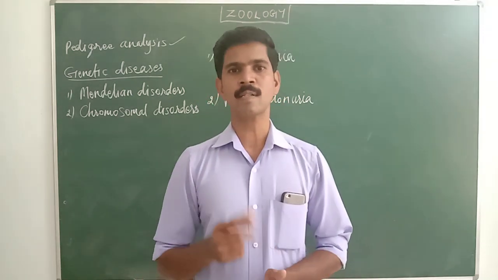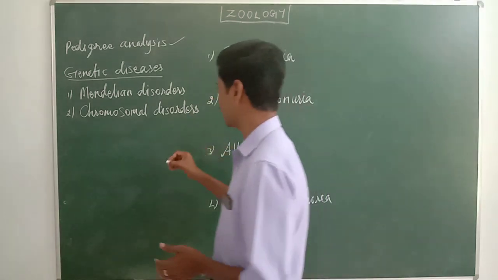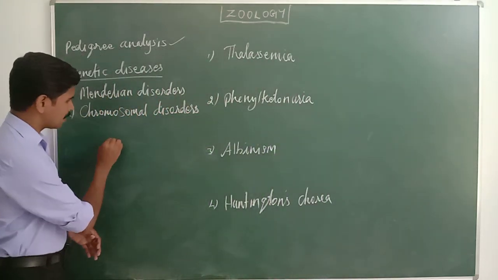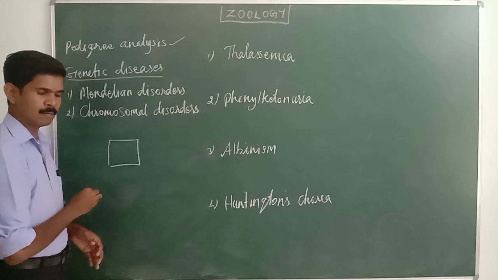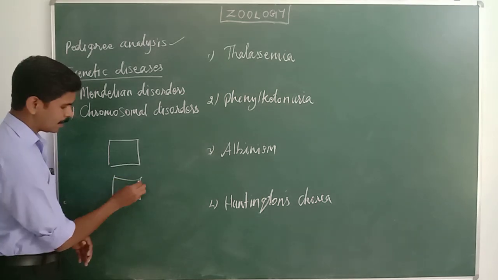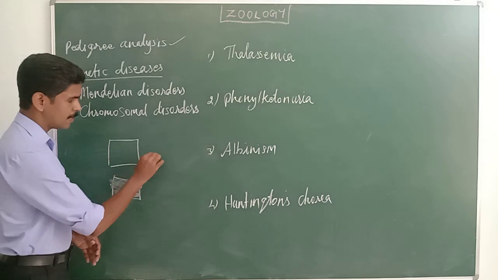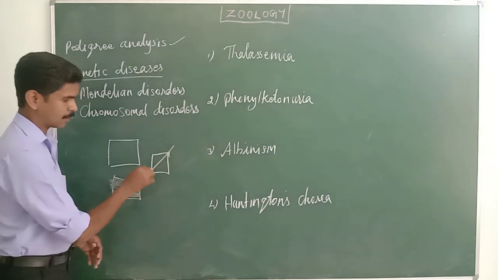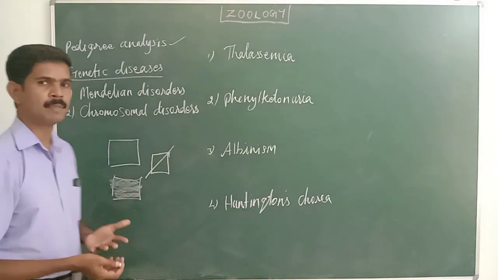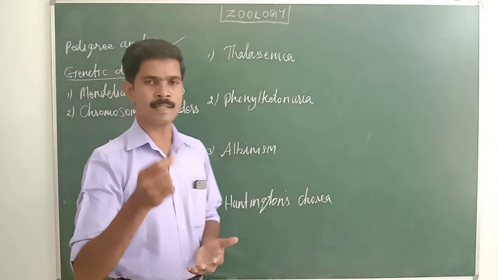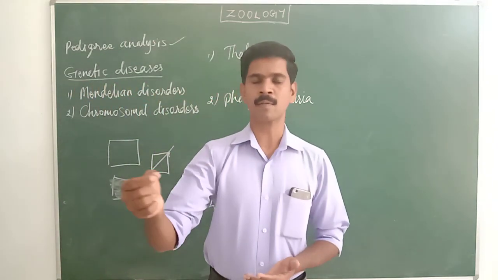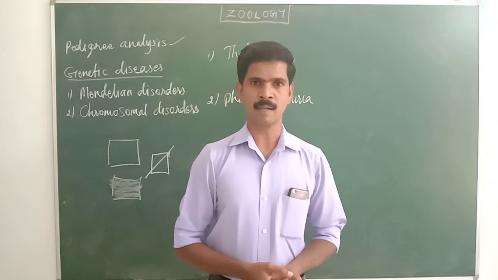Here we use some genetic symbols. For example, this symbol means male. This symbol indicates an affected male. Then this symbol indicates death. Like that, many symbols are used here, and each and every symbol indicates a particular character. Do you all understand?